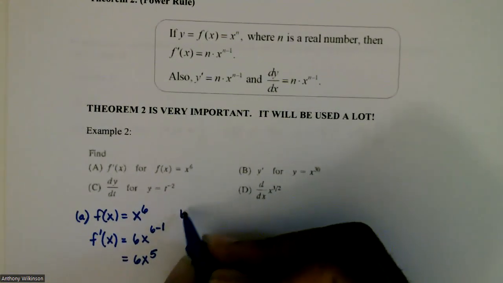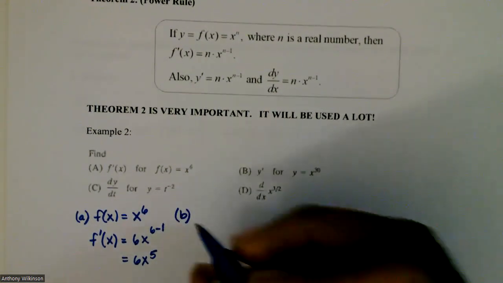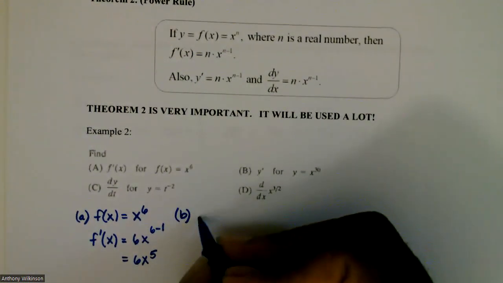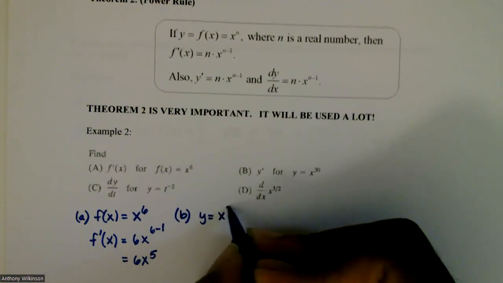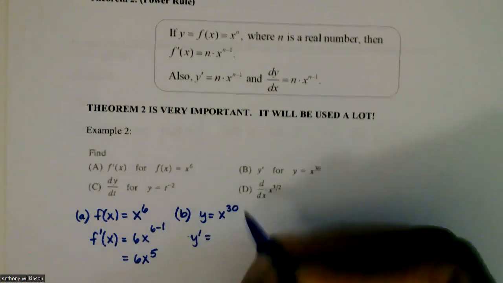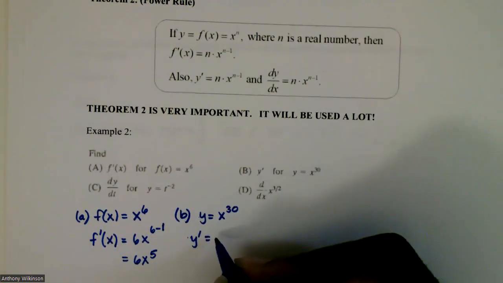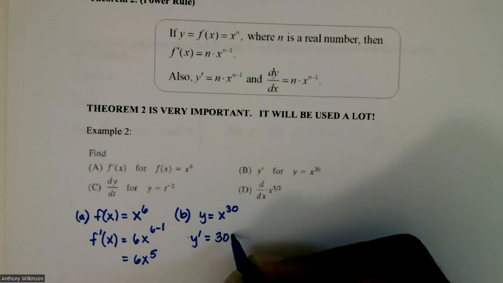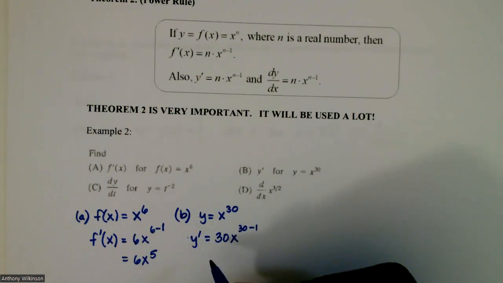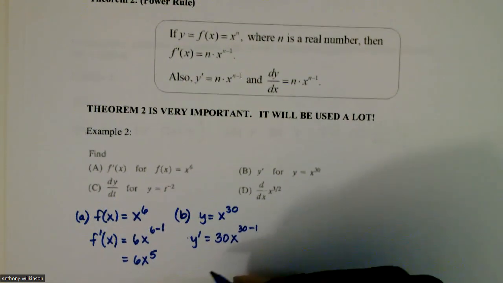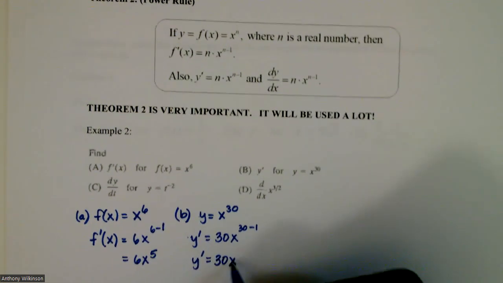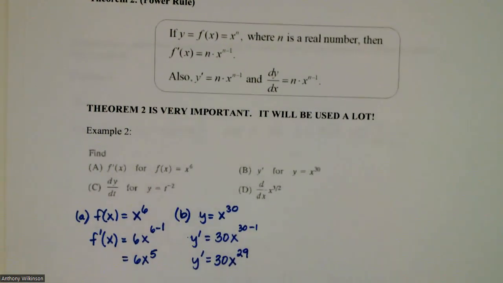Part B. Here we're going to find y prime for y is equal to x to the 30th power. So here y prime is this. You bring the exponent of 30 in front, copy over the x to the 30 minus 1, because you want that to the 1 less power. And 30 minus 1 will be 29. So y prime would be 30 times x to the 29th power.